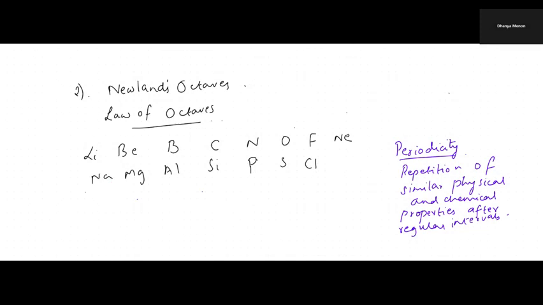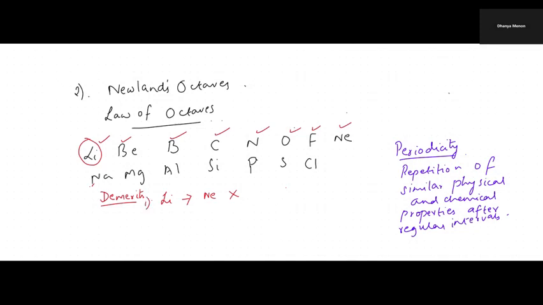Suppose I take lithium, 1, 2, 3, 4, 5, 6, 7, 8. Now it is not working. So this was one of the demerits. With the noble gas discovery, when we start to apply this rule, lithium will start behaving like neon. That is not true. So it was proved wrong. So this was one of the demerits.